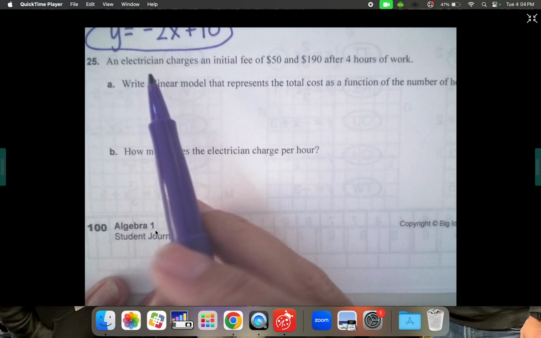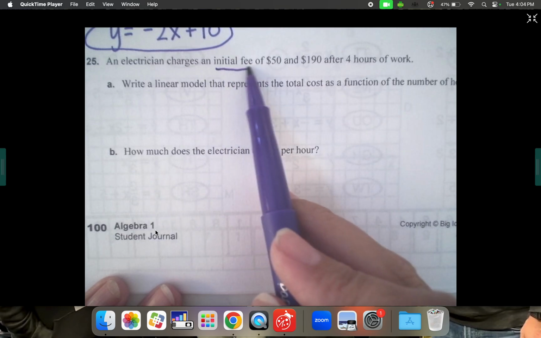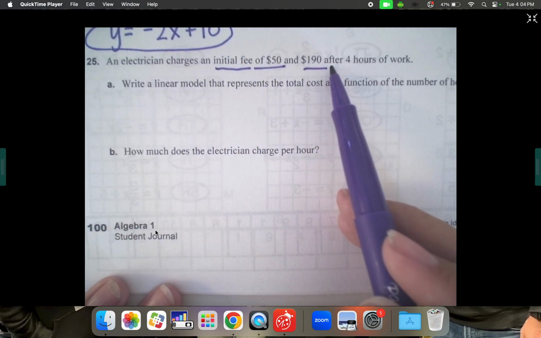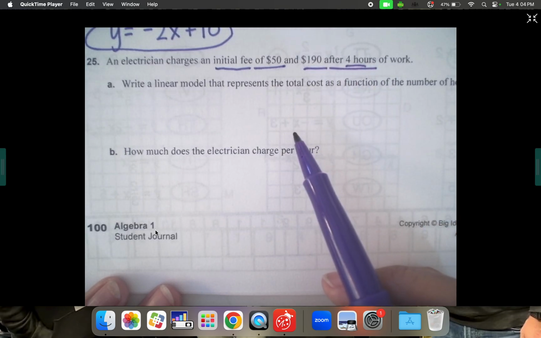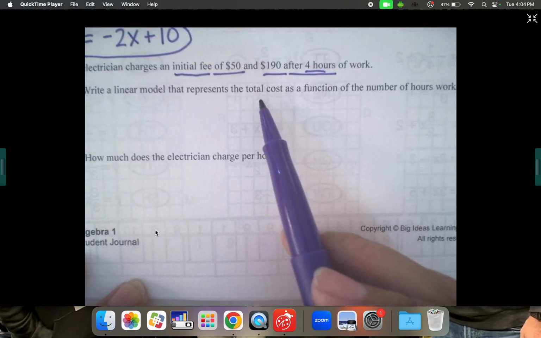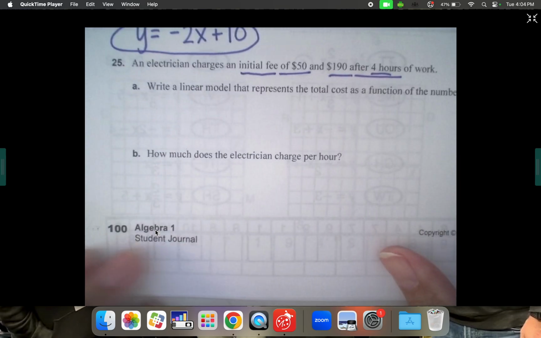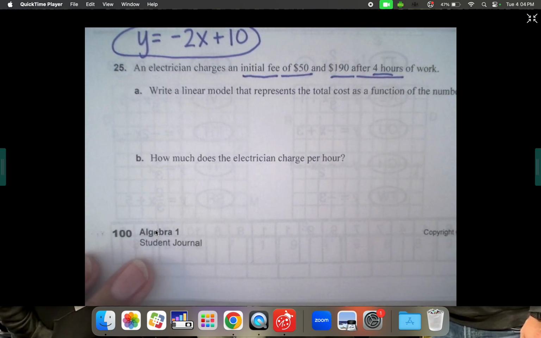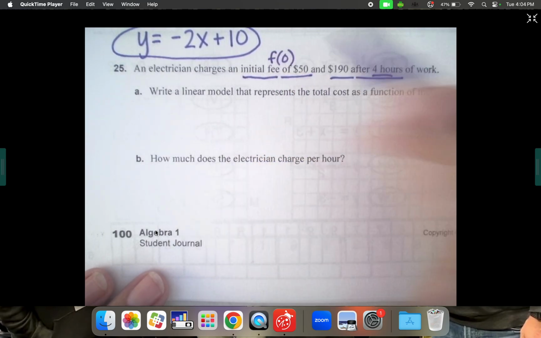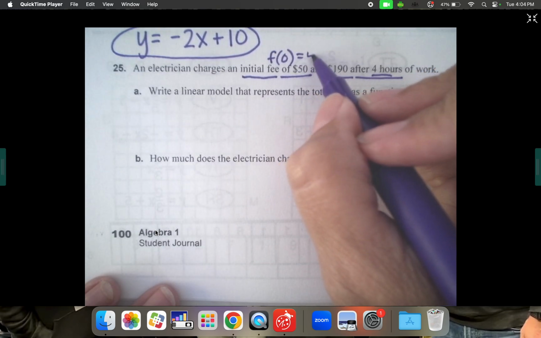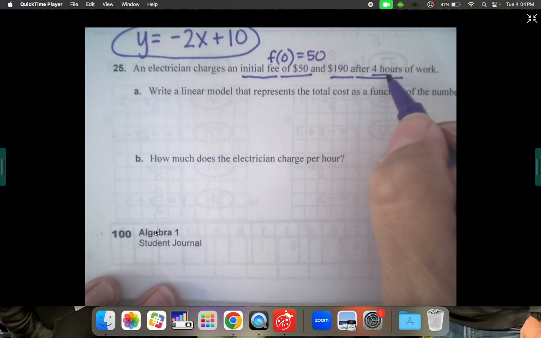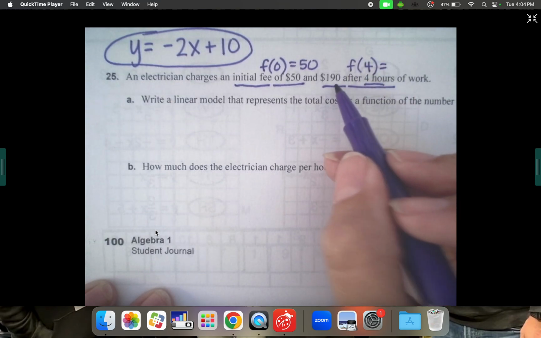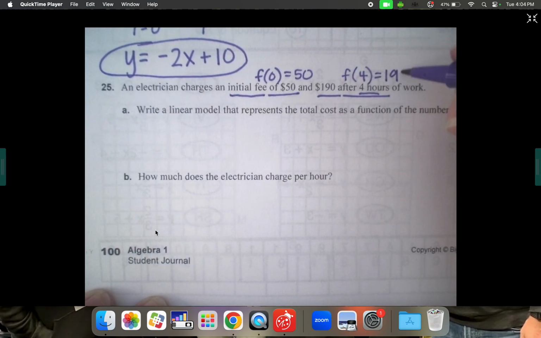An electrician charges an initial fee that's upfront of $50. And then it charges $190 after just 4 hours of work. Write a linear model that represents the total cost as a function of the number of hours worked. Okay, so if our initial fee is $50, the function at the initial upfront is equal to 50. And then after just 4 hours of work, you're going to be charged $190.